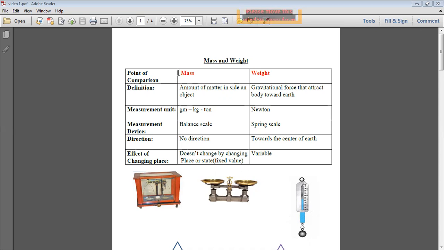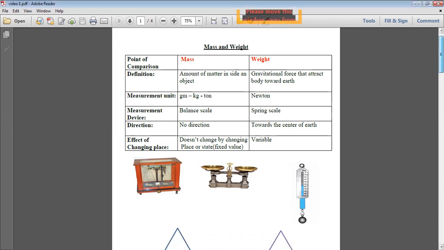The word mass, I know that you all know it from fourth grade. Definition: amount of matter inside an object. And if you remember also from the class, we said, for example, the pencil case contains many pencils, pens, sharpener, eraser. All the things that are inside the pencil case make the mass of the pencil case.